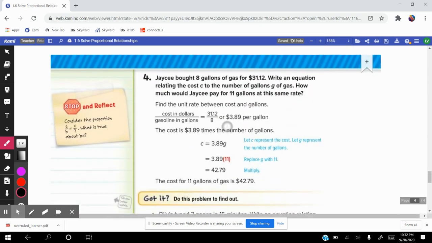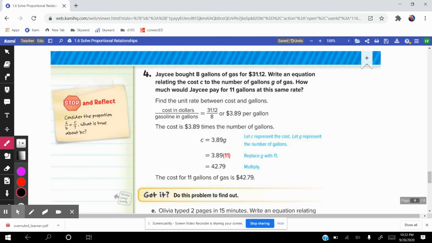Let's continue. Number 4. JC bought 8 gallons of gas for $31.12. Write an equation relating the cost C to the number of gallons G of gas. How much would JC pay for 11 gallons at the same rate? So first, you need to find the unit rate between cost and gallons. So you have cost in dollars divided by gallons of gasoline.